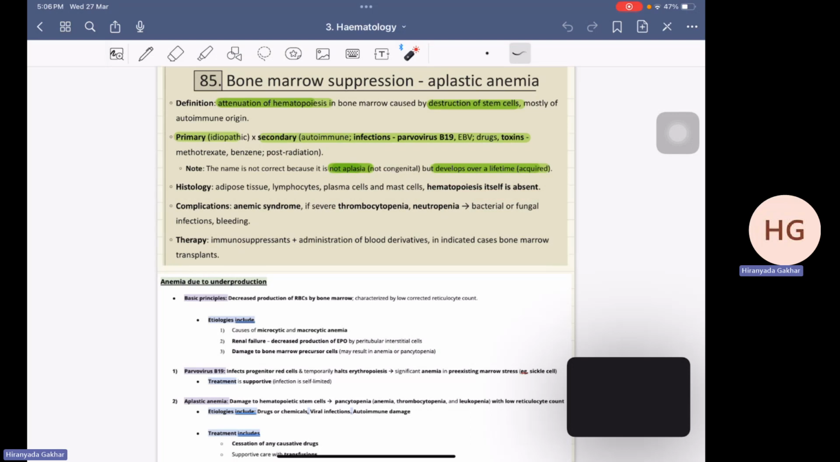The complications related to bone marrow suppression and aplastic anemia, the primary one is anemic syndrome, and if it is severe, then we can also see thrombocytopenia and neutropenia. So there is no production. That means you will see anemia because of reduced RBCs, thrombocytopenia due to decreased platelets, and neutropenia due to decreased leukocytes. A consequence for this will be increase in bacterial and fungal infections because of the neutropenia. There can be increased bleeding because the primary platelet plug won't be formed because there's thrombocytopenia, and the patient will present with symptoms of anemia.